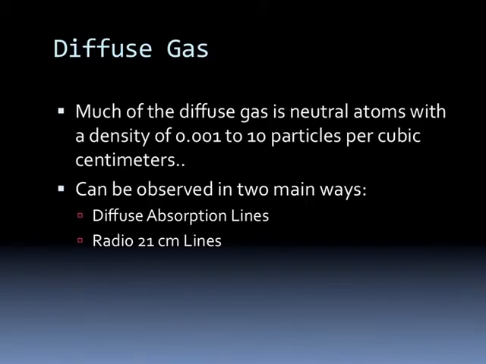Now, much of the diffuse gas is neutral atoms with a density of about 1,000th to 10 particles per cubic centimeter. And we can observe them two main ways: diffuse absorption lines and 21 centimeter lines, which would be in the radio part of the spectrum.